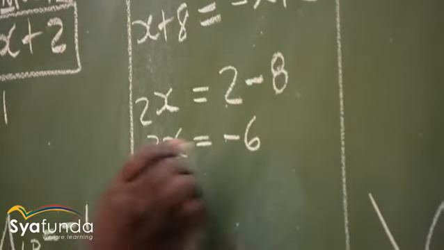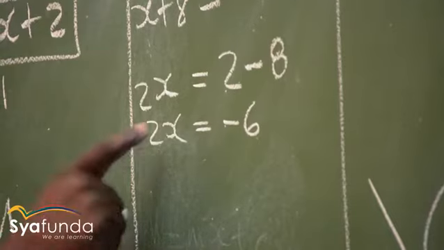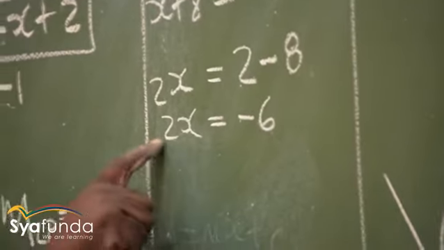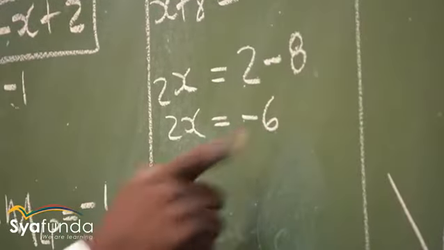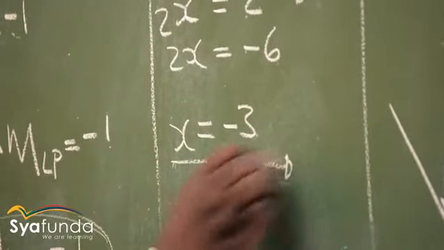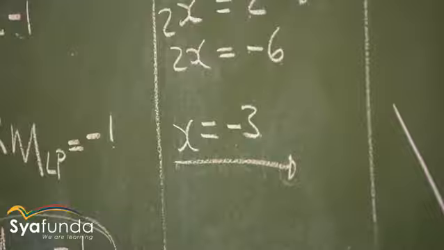We divide by 2 on both sides. In other words, 2 times what will give us minus 6? 2 times the number that will give us minus 6. The number must be negative because this one is positive, to get a negative answer. So our x is minus 3. So that is the value of x. Our x is equal to minus 3.